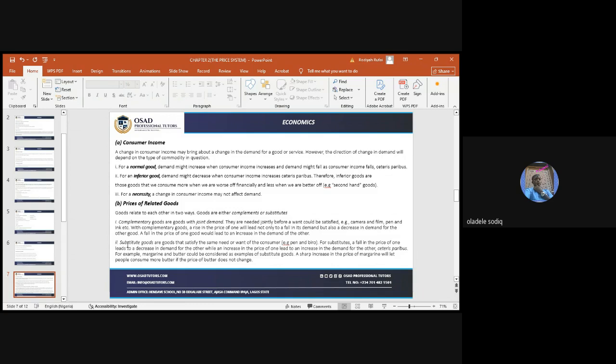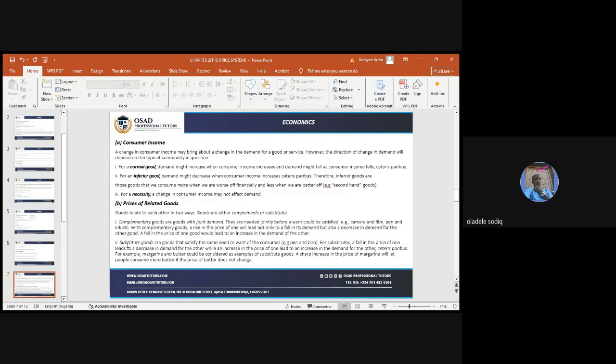What are substitute goods? Substitute goods are goods that satisfy the same need or wants of the consumer. Example, pen and biro. Are they not the same thing? So what we are saying about substitute goods is, if the price of one falls, what will happen to the demand of the other one too? The demand will also fall. And if the price of one increases, the demand for the other will also increase.